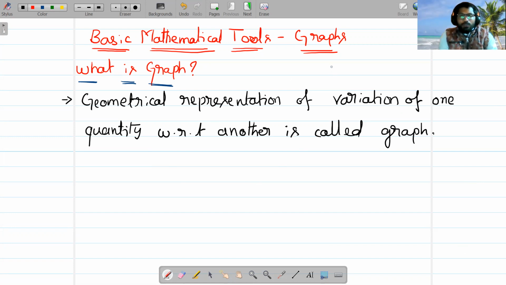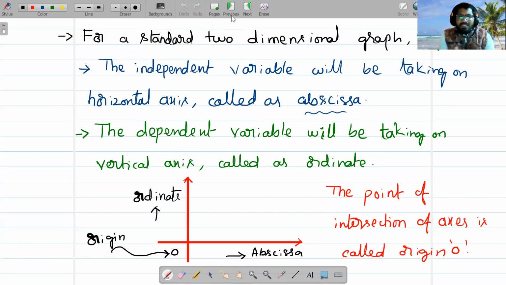See, basic mathematical tools. In graphs, do you know what a graph is? Let me tell you briefly. A graph is nothing but a geometrical representation of the variation of one parameter or quantity with respect to another. Geometrical representation of variation of one quantity with respect to another is called a graph, right?